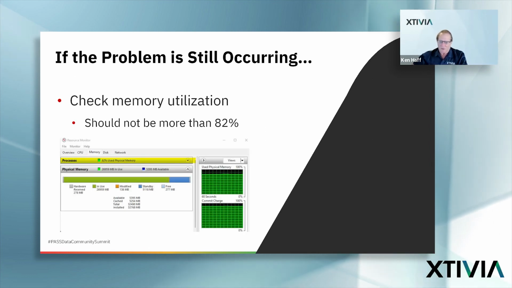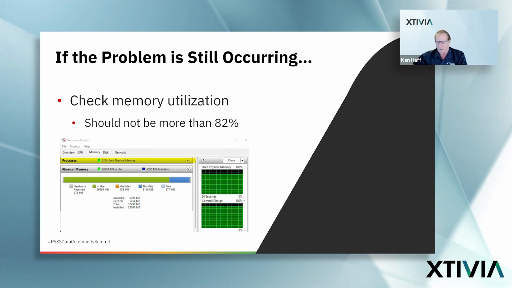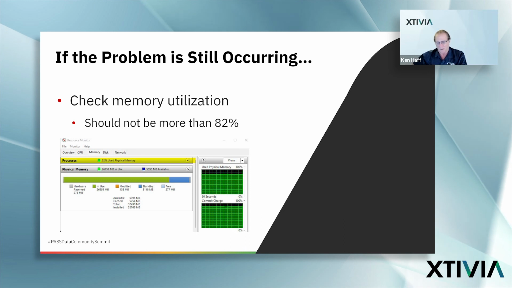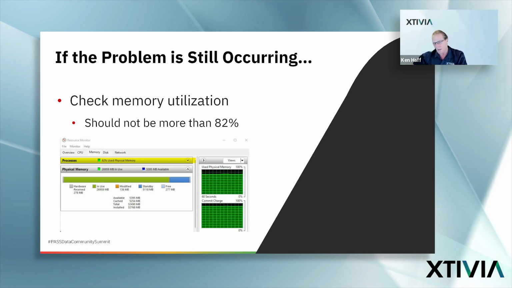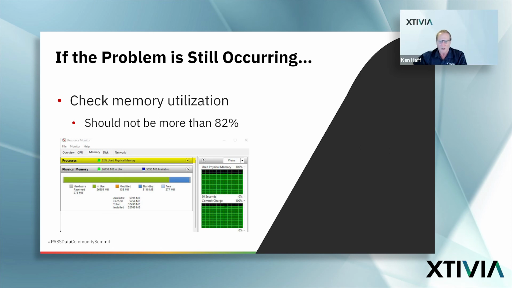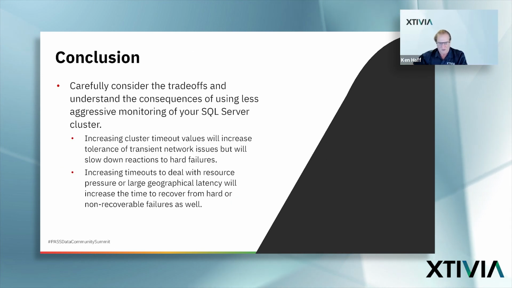You also want to make sure that you're not running your memory into the ground. I see a lot of boxes where Windows is just screaming for mercy. It's at 98% utilization. It's paging, and they're wondering why it's failing over from time to time. That's because it's exhausted all memory and it's paging, and it's not keeping up. Try to get your memory utilization to no higher than 82%; 79 to 81% is a good spot.